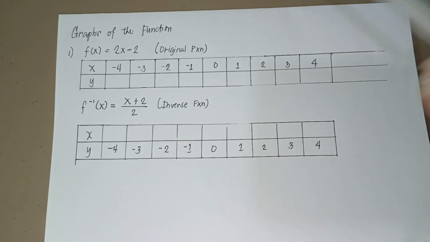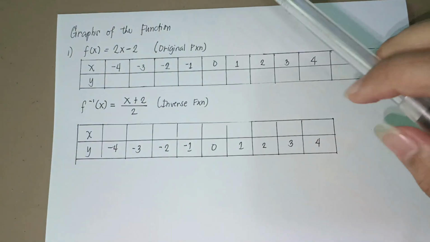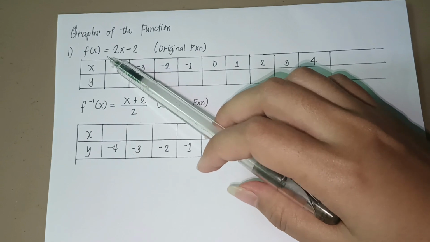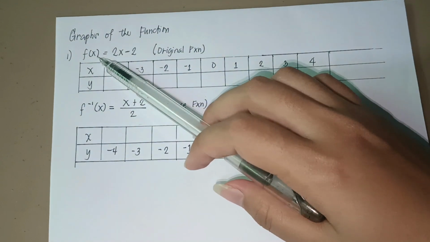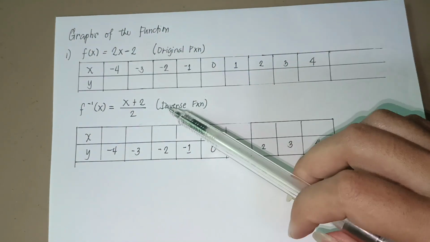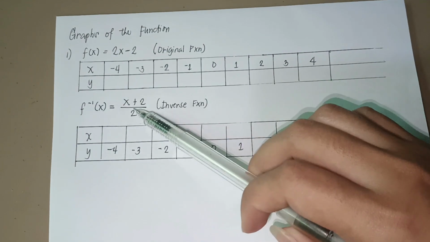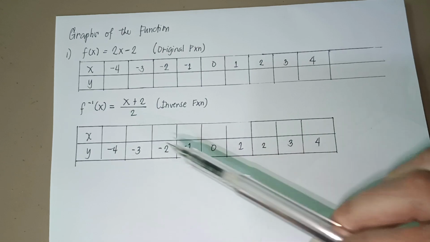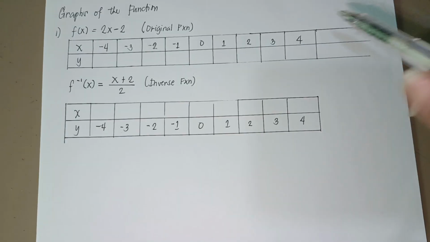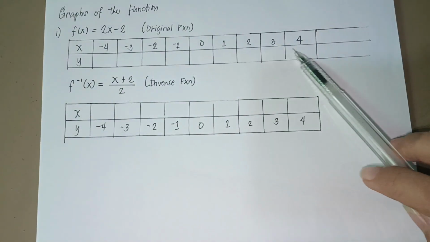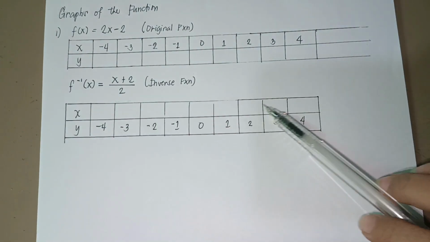Now, paano naman natin i-graph ang function? As you can see, ito yung similar example natin. This is the original function, f of x is equal to 2x minus 2. And this is the inverse function, f of negative 1 of x is equal to x plus 2 over 2. Meron tayong dalawang table dito para sa original function at meron din tayo para sa inverse function.